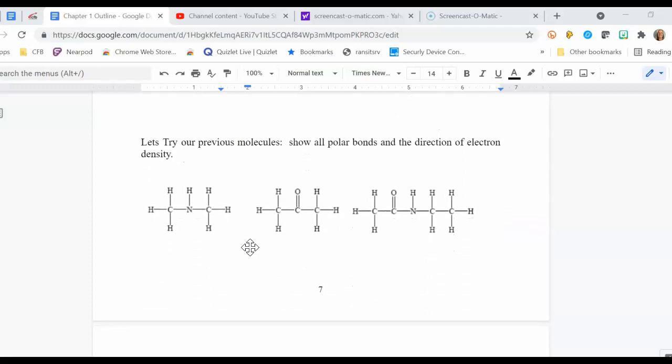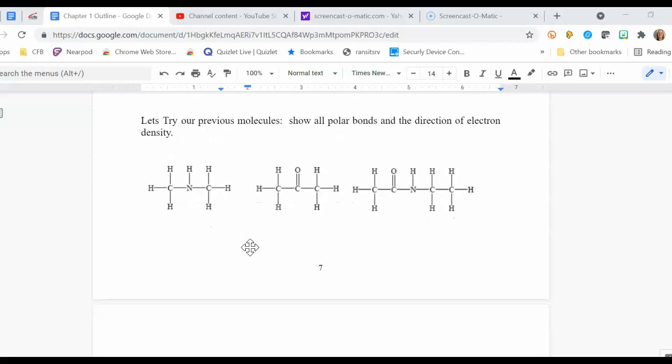Okay, let's try some, and we've done this a little bit already, so I'm going to skip this part, showing all polar bonds in the direction of electron density. Usually this is not something that is tested, but you need to be able to say where the electron density is.